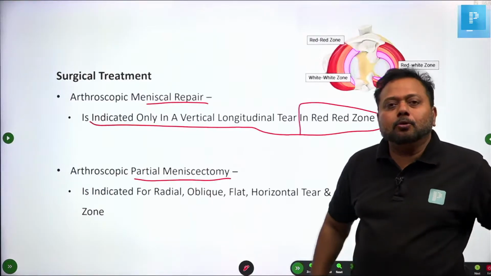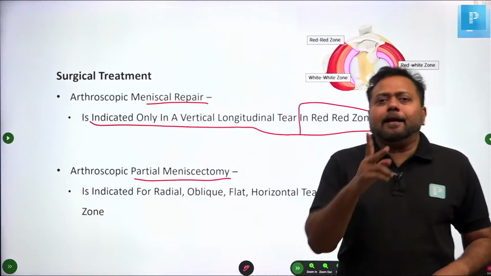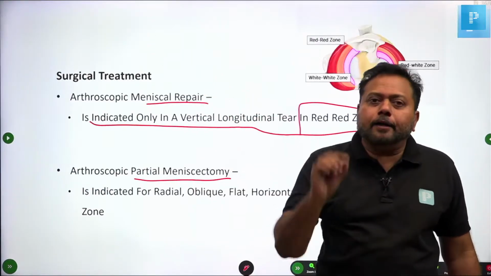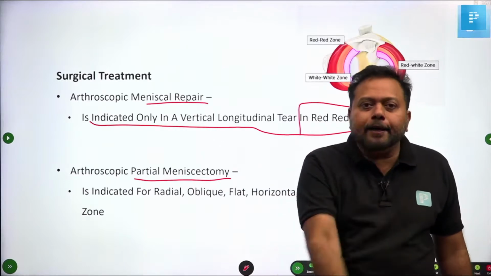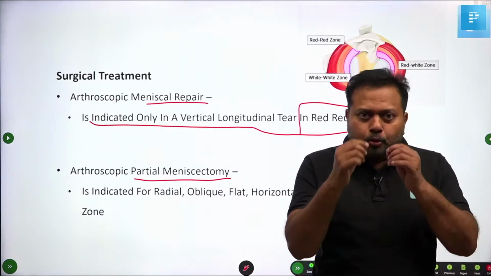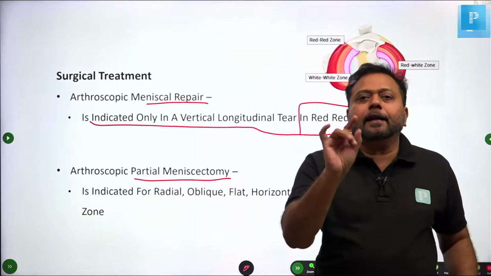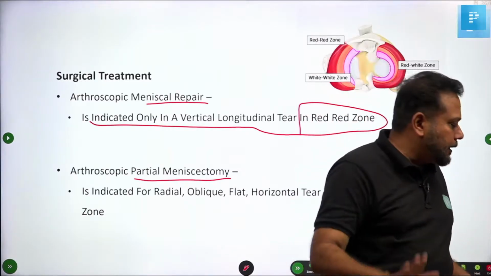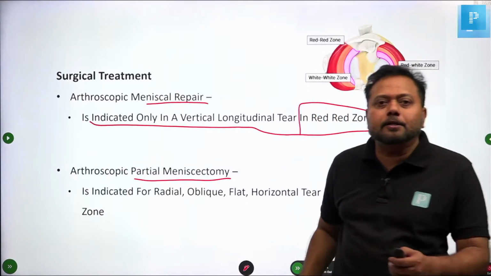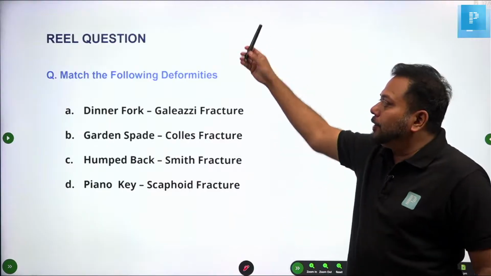Partial meniscectomy. So, what are the surgeries that are available? Either I have to remove the menisci or I should repair the menisci. The only indication for repair means suturing, is any tear in the red zone. This is the question they are asking. That's all. This is the concept of meniscal injuries. We'll go on to the next question.